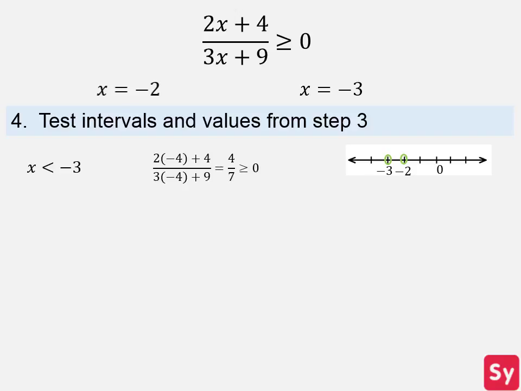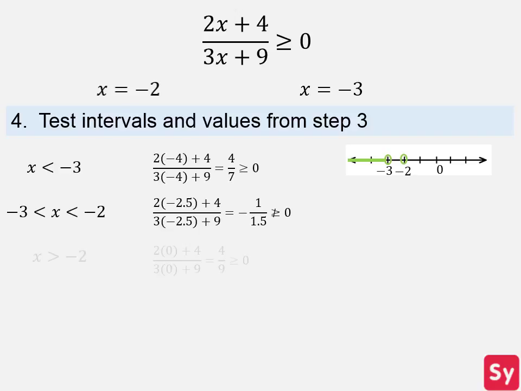We plug in negative 4 in our rational expression, and we can see that 4/7 is greater than or equal to 0, so this interval is a solution. So, we will mark it on our number line. Next, we will test the interval negative 3 is less than x, which is less than negative 2. We test negative 2.5, and we see that negative 1 over 1.5 is not greater than or equal to 0. So, this is not a solution. Next, we test x is greater than negative 2. We test 0 and see that 4/9 is greater than or equal to 0, so this is a solution, and we will now mark this interval on our number line.